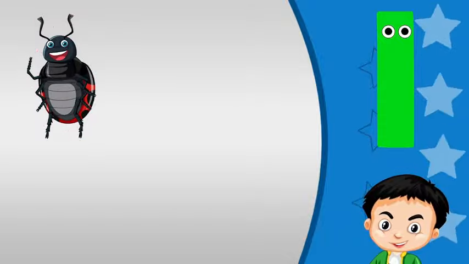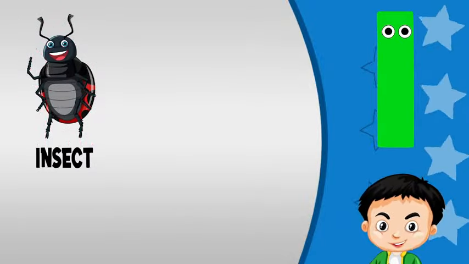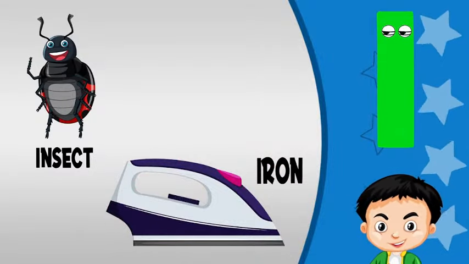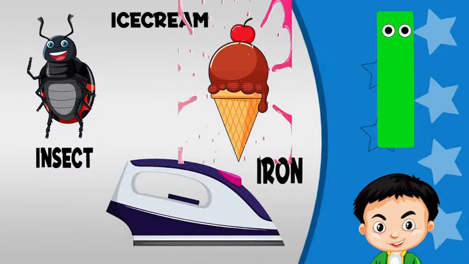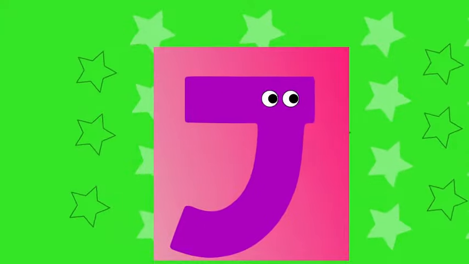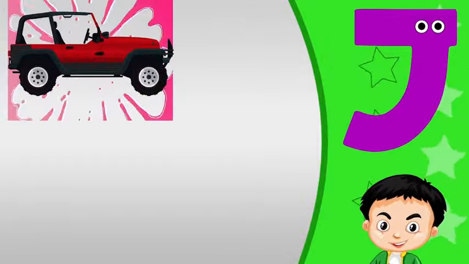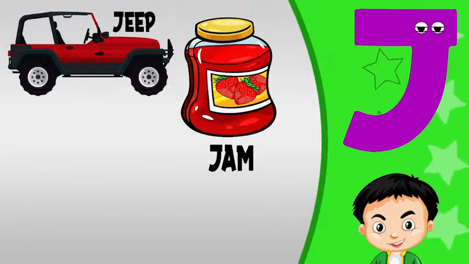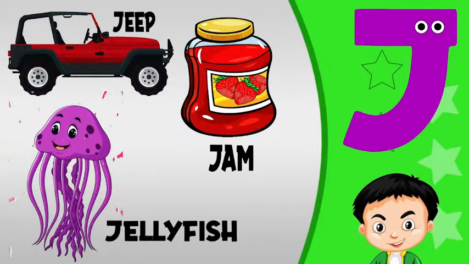I is for insect. I is for iron. I is for ice cream. J is for jeep. J is for jam. J is for jellyfish.